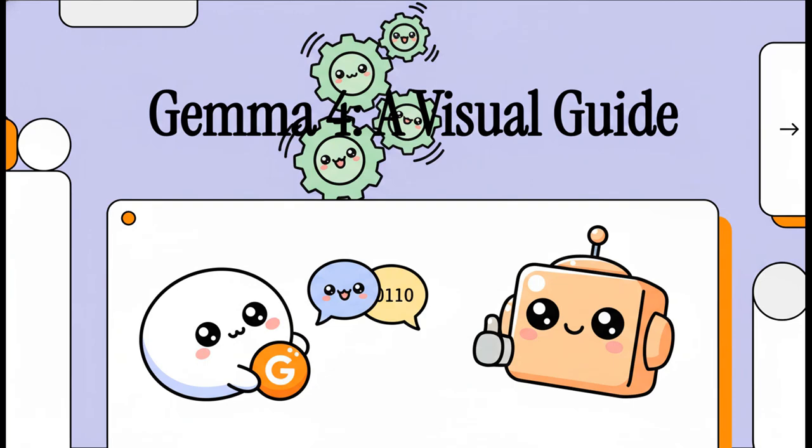Welcome to The Explainer. Today, we are diving deep into Google's brand new Gemma 4 family of AI models. This is a huge step forward in making AI more accessible, more efficient, and, well, just plain better.